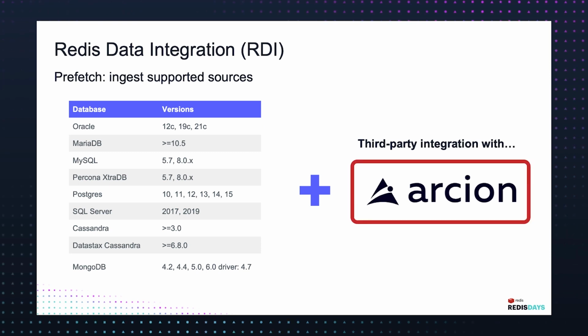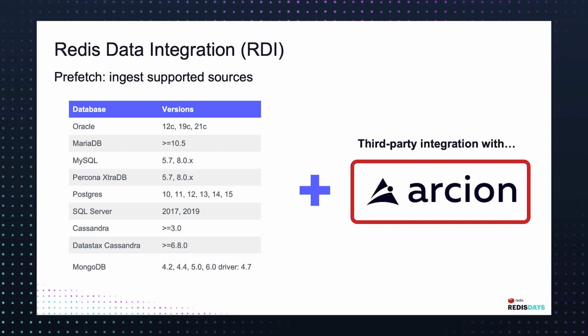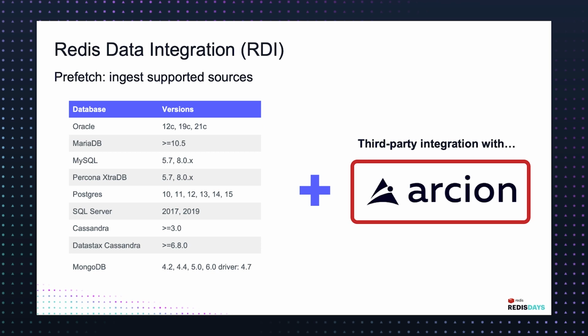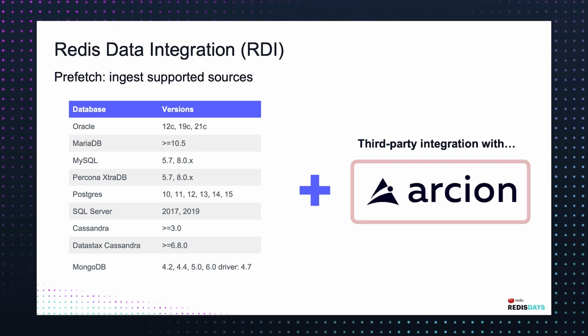Archion has leveraged the open API we provided so that their solution can plug right into the Redis data integration prefetch use case. If you're an existing Archion customer, you should be able to leverage any of their existing data sources with Redis as a result. And we're working to expand our integration partners based on this early success.